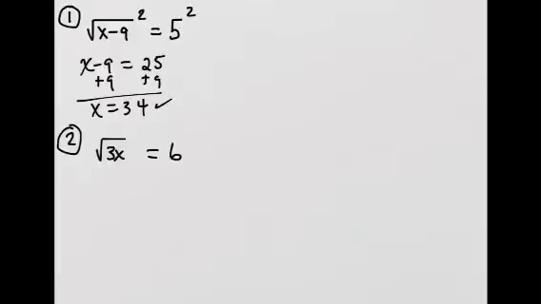Okay, so number 2, same thing. We're going to square both sides. And so on the left side, we're left with 3x. On the right, we get 36. So now we divide by 3. And we get x is 12. Go back to the original. 12 times 3 is 36. The square root of 36 is 6. And that's what you have on the right side. So that one also checks.